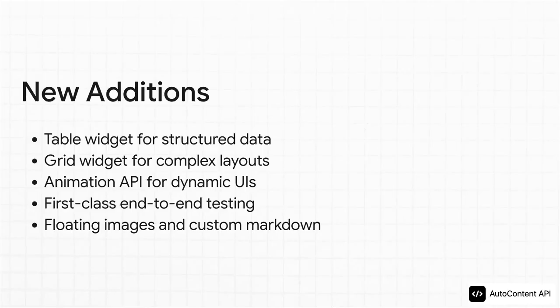And just look at this list. We've now got a native table widget for showing data, a really powerful grid for making those complex, responsive layouts, and a totally new animation API to bring your interfaces to life. But that's not all. There's now first-class support for end-to-end testing, which makes your apps way more reliable. Plus, you've got things like floating images and more customizable markdown to create richer content.